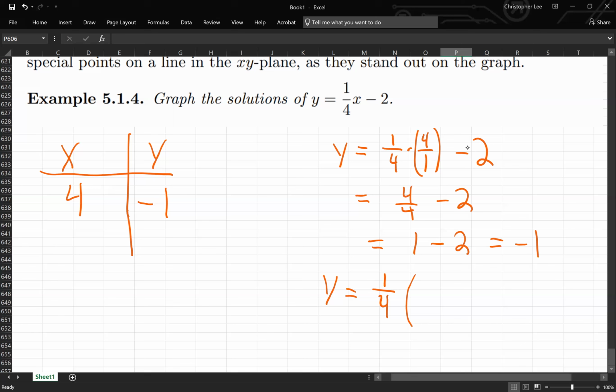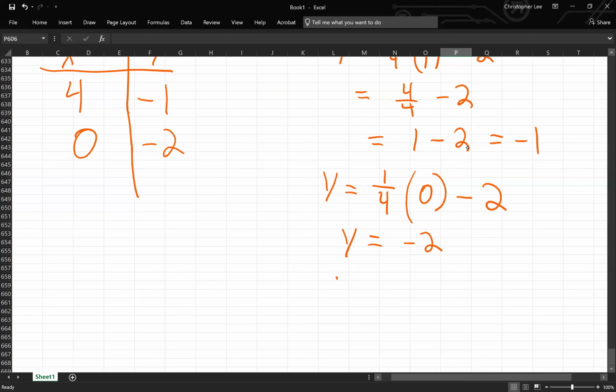Actually, I could plug in 0. That's a good one. Hold on. That's a really good one. 1/4 times 0 is 0. This becomes y equals -2, right? So when x is 0, y is -2. Give me another one. I know I don't need 3. I'm just trying to prove a point here. Give me another number to plug in.